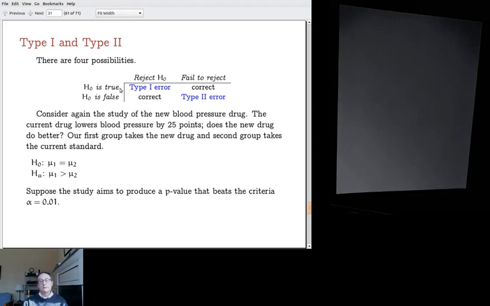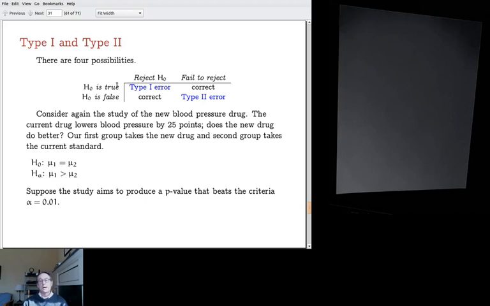If the present state of treatment is indeed the right thing and your surgery isn't the right thing, and your study comes to a conclusion that you should reject H naught, that's called a type 1 error. So the present state of treatment is the right thing, and you're persuading people to reject it to go with the new state. That's called a type 1 error.